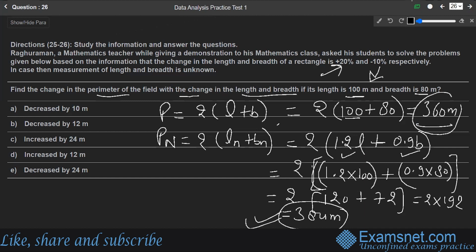The earlier perimeter was 360 meter. So clearly the perimeter has been increased by 384 minus 360, that is nothing but 24 meter. Clearly the perimeter has increased by 24 meter, and that is the right answer.